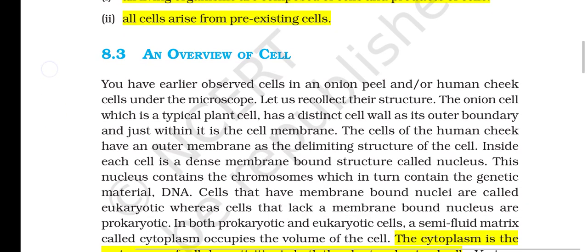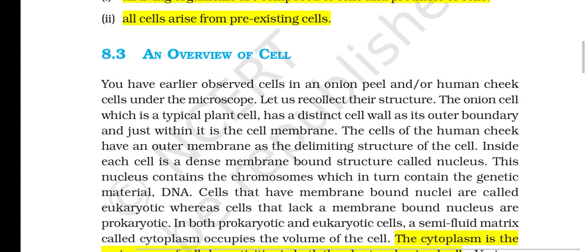8.3 An overview of the cell. You have earlier observed cells in an onion peel and human cheek cell under the microscope. Let us recollect their structure. The onion cell, which is a typical plant cell, has a distinct cell wall as its outer boundary, and just within it is the cell membrane. The cells of the human cheek have an outer membrane as the delimiting structure of the cell. Inside each cell is a dense membrane-bound structure called nucleus. This nucleus contains the chromosomes, which in turn contain the genetic material DNA.